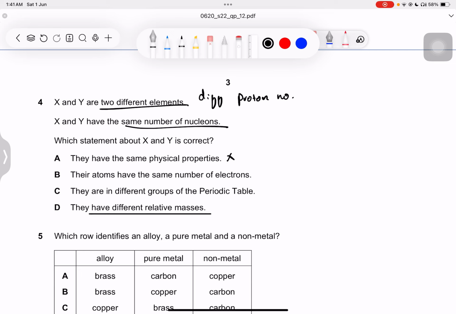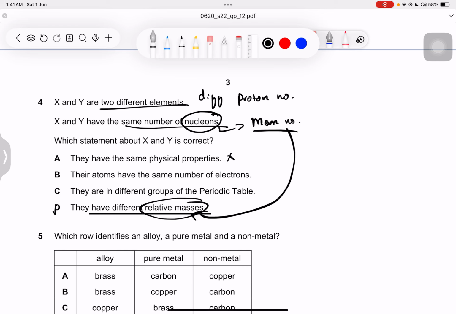It is certain that this is wrong, because they should have the same masses, because nucleon is what we call mass number, which is the relative mass. So this is definitely wrong. They have the same physical properties? No, if they're different elements, they don't have the same physical property if they have different proton numbers. The atoms have the same number of electrons? Again, it goes against the point that they're two different elements.